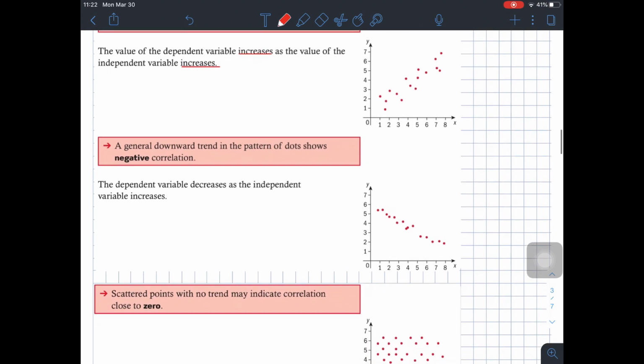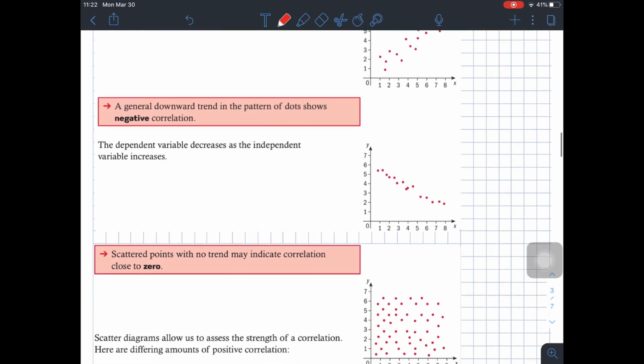Then it says a general downward trend in the pattern of dots shows a negative correlation. So in this case, we see that as the independent variable increases, the dependent variable decreases, right? So it says the dependent variable decreases as the independent variable increases. That's how we identify a negative correlation. And you see the trend is going downwards in this case.